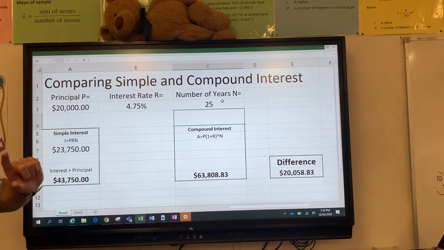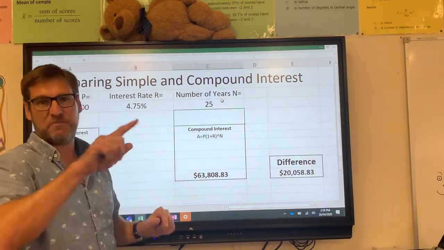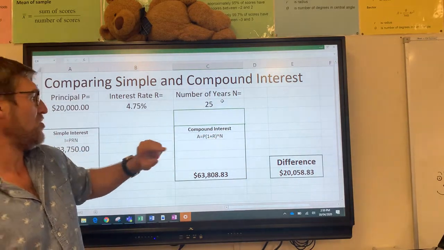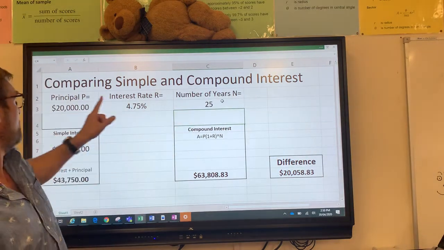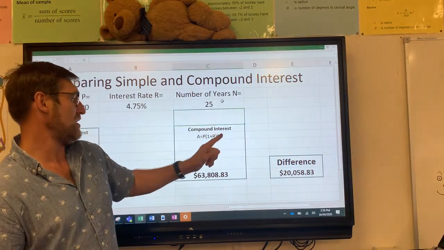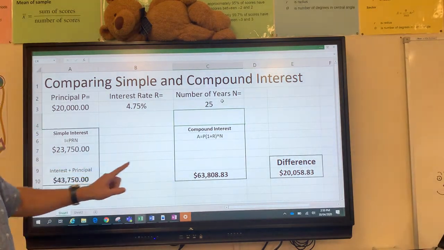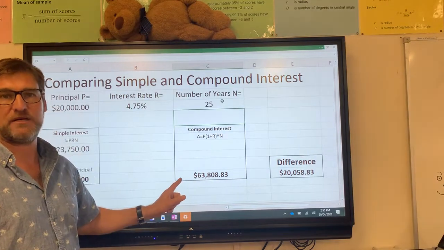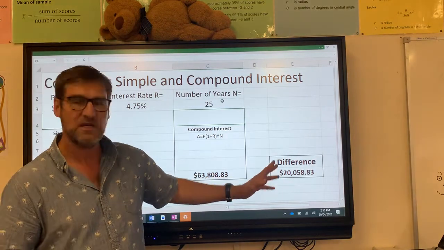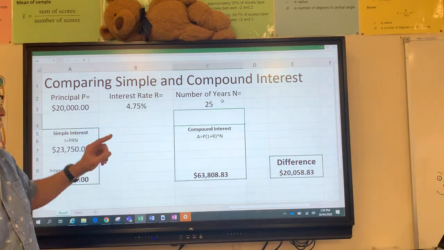Now in the other video when we looked at the compound interest formula, P(1 + R) to the power of N, I can't write to the power of N in Excel, but I've just done a little hat thing, that's what that means. If you use that formula for compound interest, P, $20,000, the rate, 4.75%, and I've done it for 25 years, if I put all that into a formula, I end up with $63,000. So comparing those two, clearly compound interest is far, far better. The difference between these two figures is about 20 grand. The difference is $20,058.